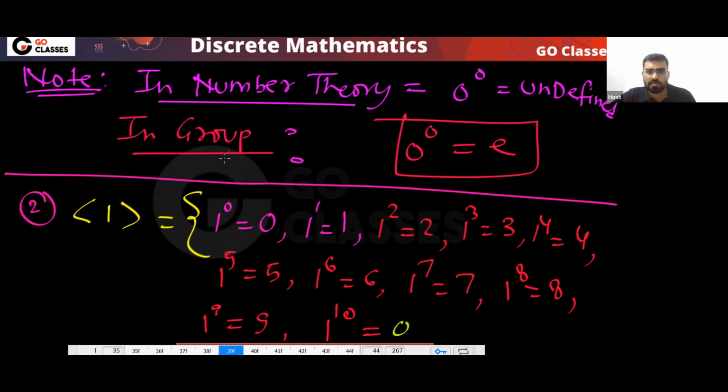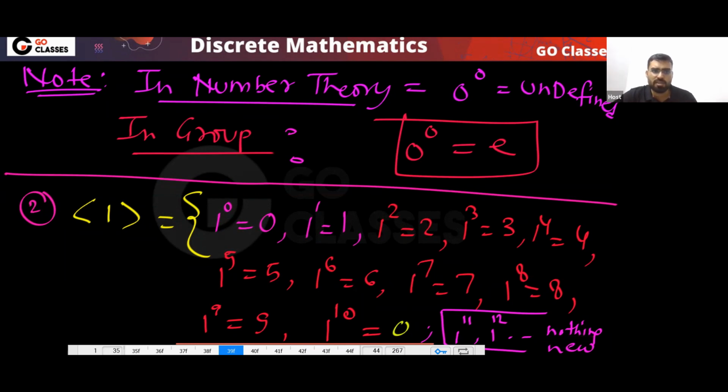Now should I go further? There is no need, nothing new. You will never get anything new. See, 1 power 11, 1 power 12, this will give you nothing new. You can check. What is 1 power 11? That is 1. 1 power 12, that is 2. Nothing new you will get.